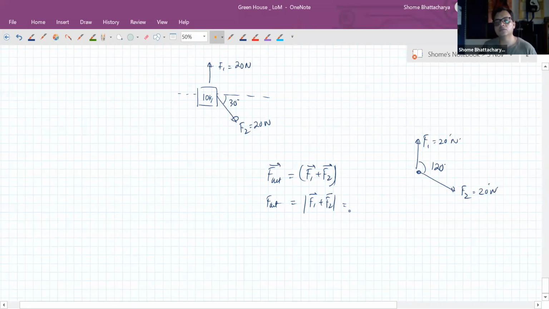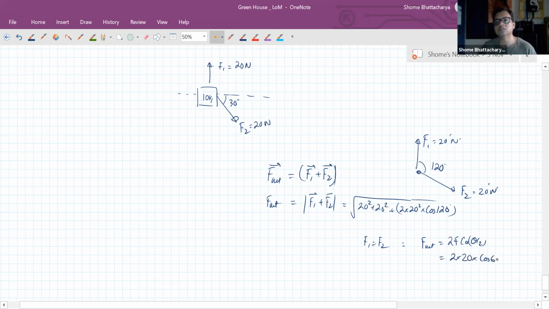So you can use triangle law, square root of 20 square plus 20 square plus, or you can go with the rhombus theorem. We had seen that F1's magnitude is equal to F2. So F net will become 2 times that F into cos theta by 2. So you can do that also. 2 into 20 into cos 60. It's 20 newtons. If you calculate this also, this will come out to be 20 newtons. Okay. And the direction of the net force will be like this along the bisector. So that will be the direction of the acceleration.